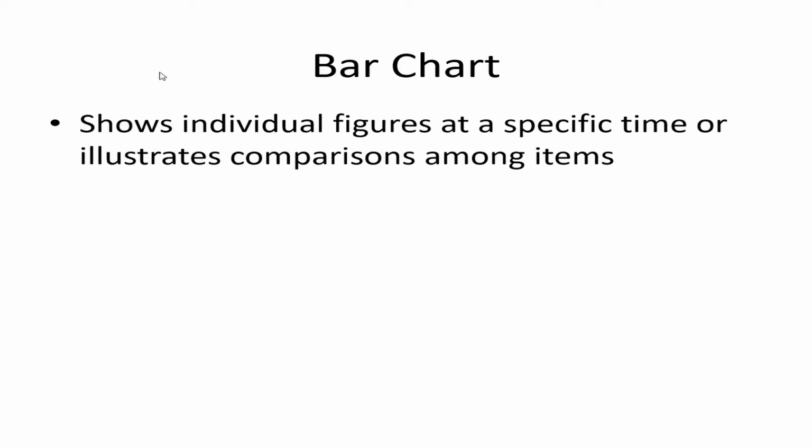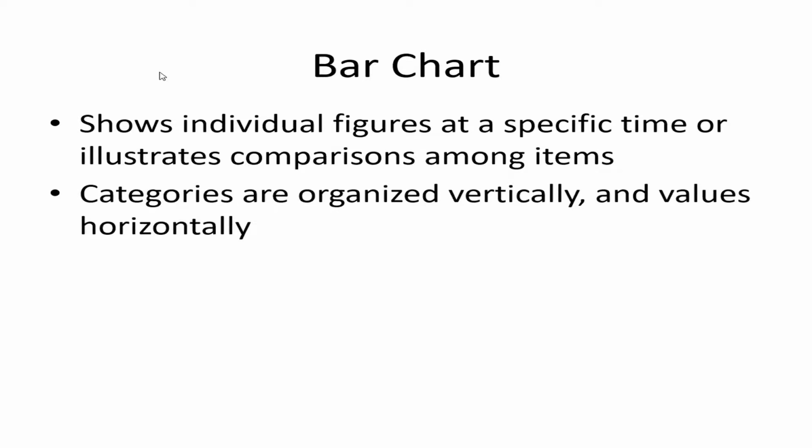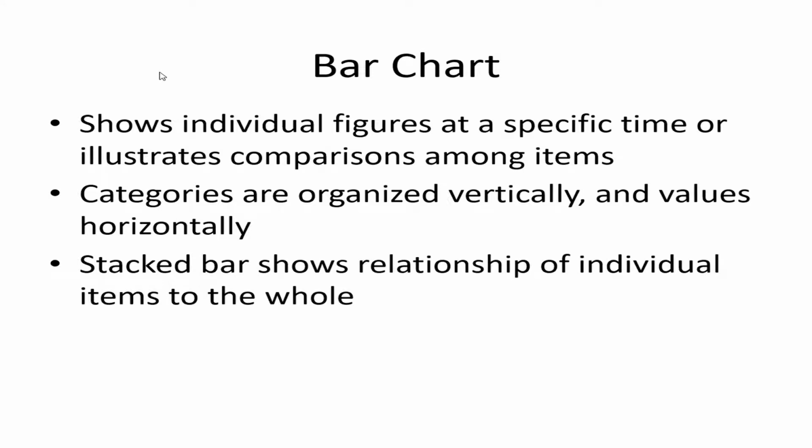This is a bar chart. It shows individual figures at a specific time or illustrates comparisons among items. The categories are organized vertically and values horizontally, and this is the effect of rotating the graph 90 degrees. Stacked bar shows relationships of individual items to the whole. This statement is very important.